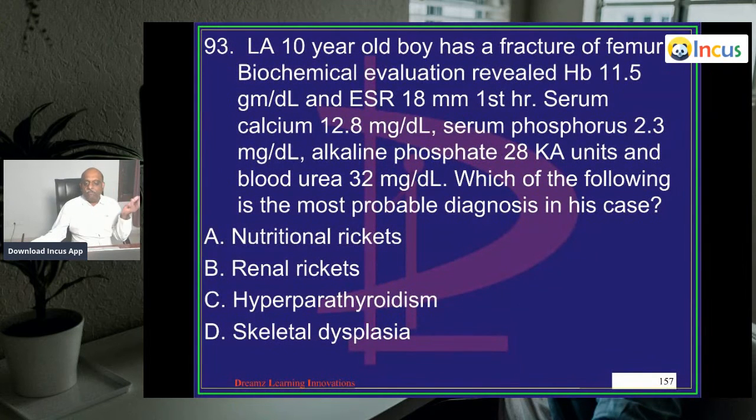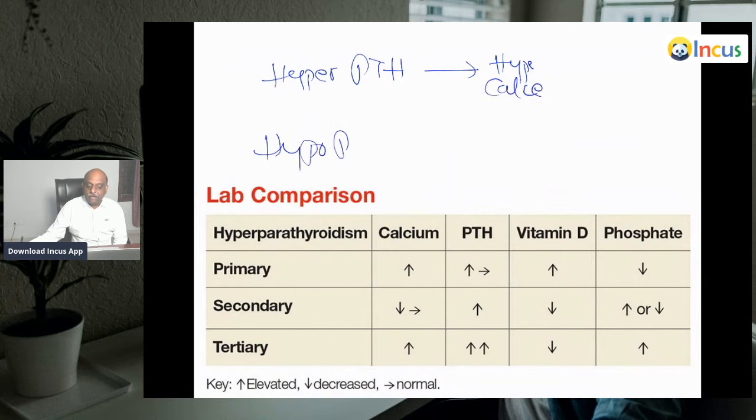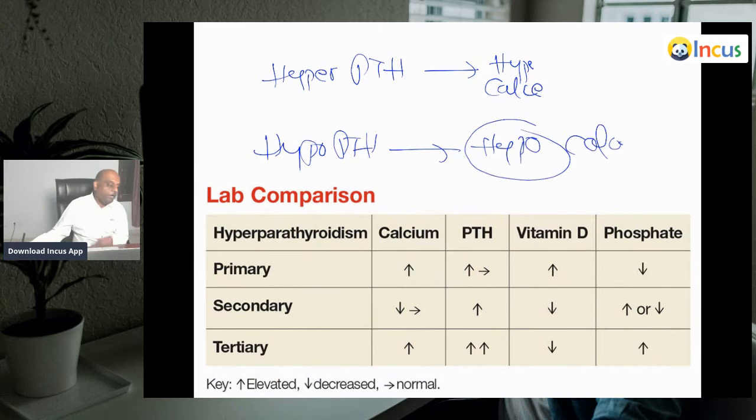A 10-year-old boy with fracture of the femur, serum calcium increased, hypercalcemia. Serum phosphate decreased, alkaline phosphatase is elevated. What is your diagnosis? It is hyperparathyroidism. Always the simple rule: hyperparathyroidism is synonymous with hypercalcemia. Hypoparathyroidism is synonymous with hypocalcemia. Only difference is how to differentiate primary, secondary and tertiary.